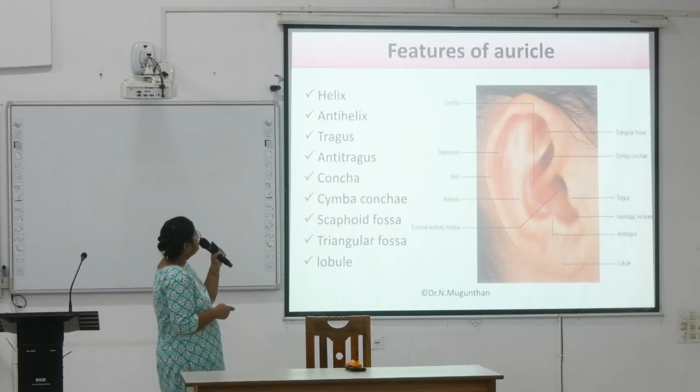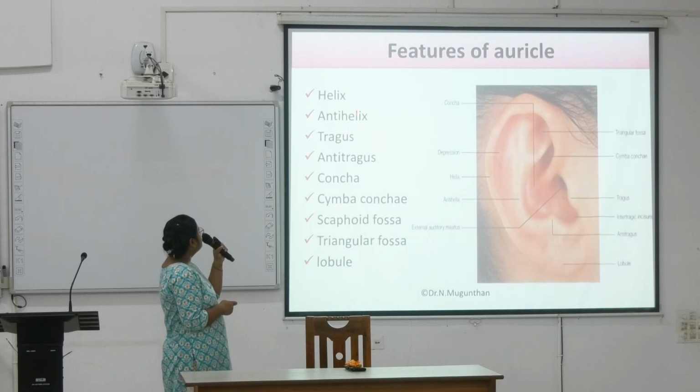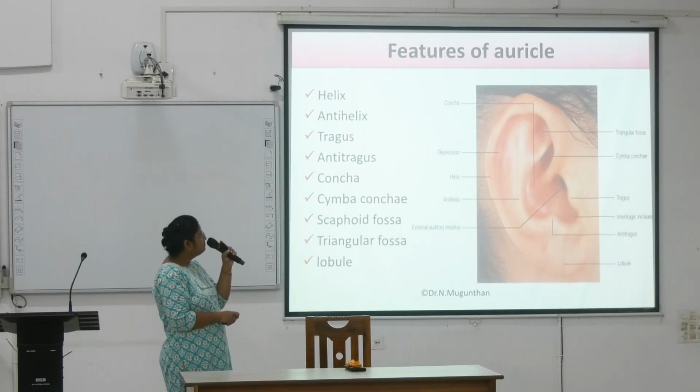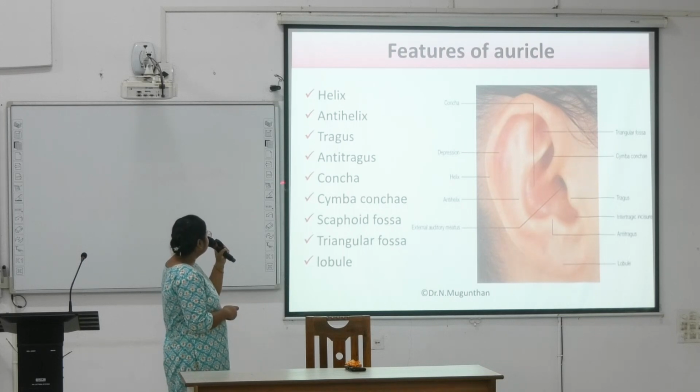Now, what are the different features of the auricle? First is the helix. The outer convex part is known as the helix. Then the antihelix, parallel to the helix and on its inner aspect. This curved-like structure is known as the antihelix. Next is the tragus. Here, this elevation at the junction of the face is the tragus. Okay, and this elevation is known as the antitragus. It is also lying parallel to the tragus.